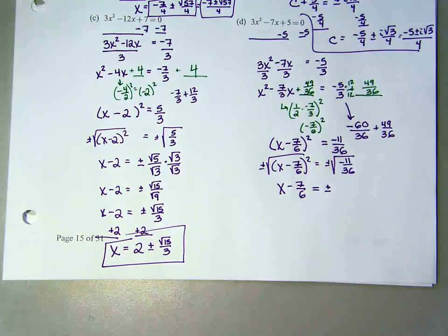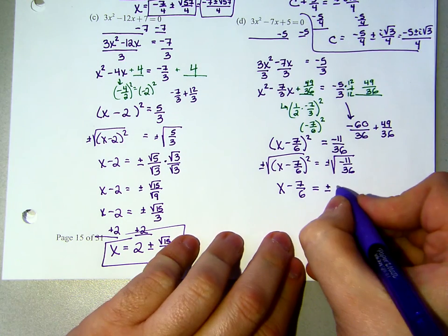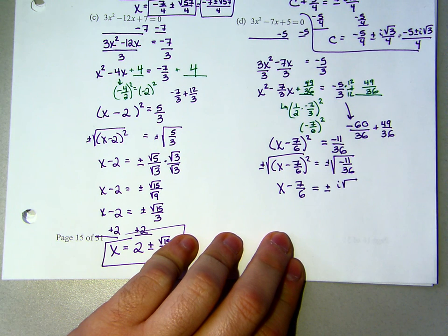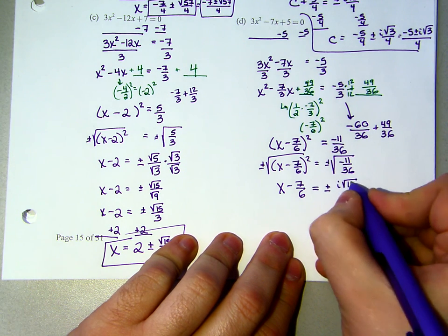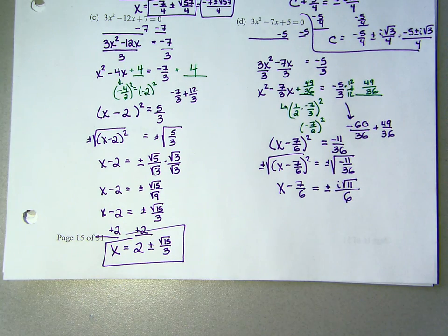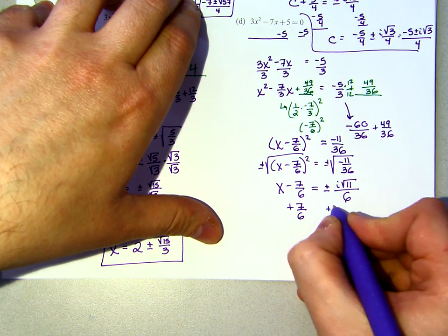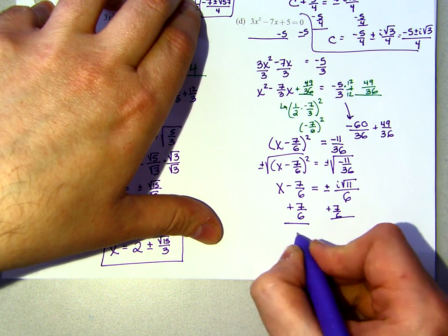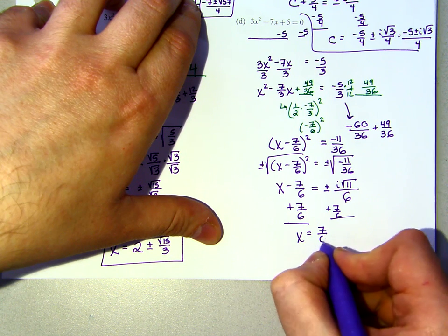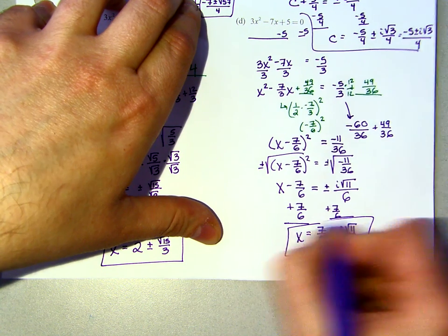Let's see. Mason, what's the top going to become? Square root of negative 11. There's going to be an i. Yep, there is. It's going to stay 11. I root 11, and 6 on the bottom. Okay. And Zach, how do we finish? X is going to equal 7 over 6, plus or minus i root 11 over 6.